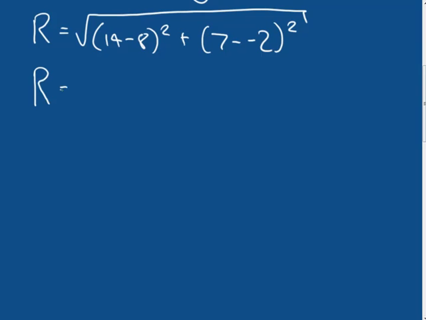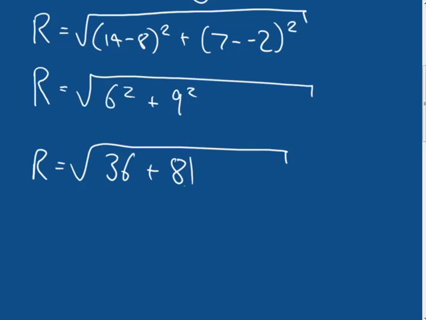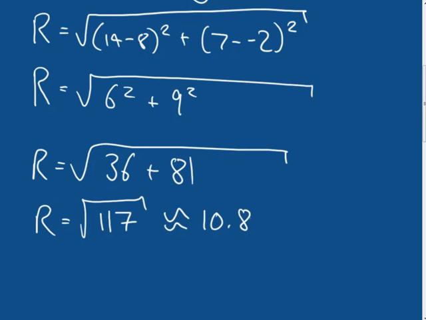So let's now evaluate this. So 14 minus 8 is 6, so 6 squared, plus 7 minus minus 2 is 7 plus 2, which is 9, so 9 squared. So r is equal to the root of 6 squared is 36, 9 squared is 81. So r is equal to the square root of 117. So I would accept this as the most accurate value, but if you're using a calculator, that is approximately equal to 10.817. So if you got something close to this, or you got it written as the root of 117, that is indeed the correct answer.